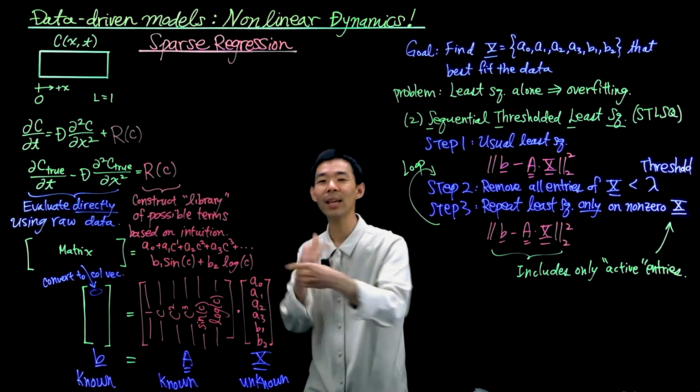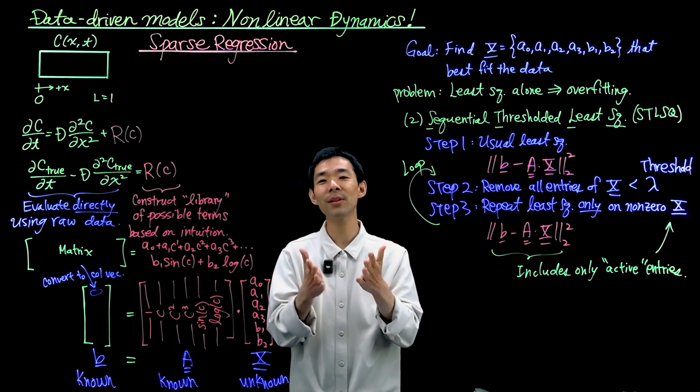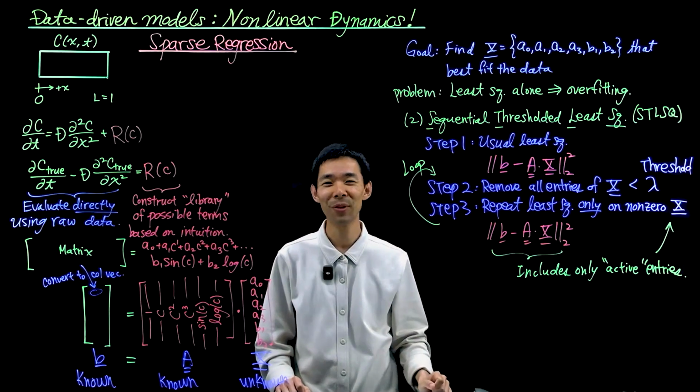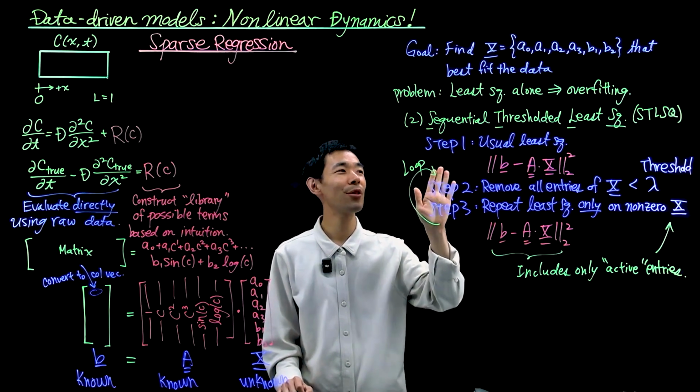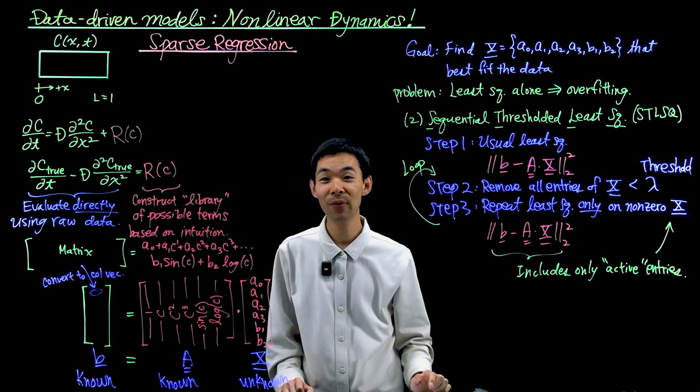And I'm going to do least squares again, and that way you become sparser and sparser as you do more loops between steps 2 and 3. All right, that is the sequential thresholded least squares. Let's see how that performs on our data.